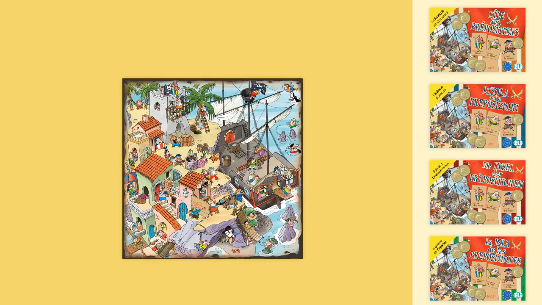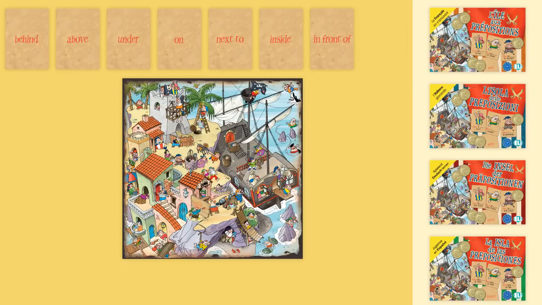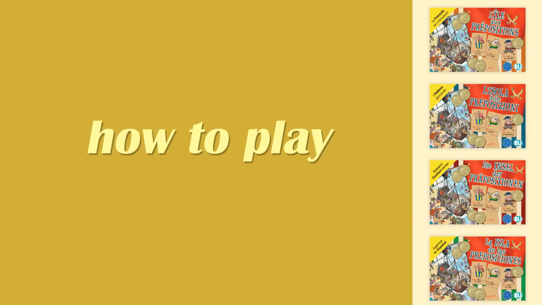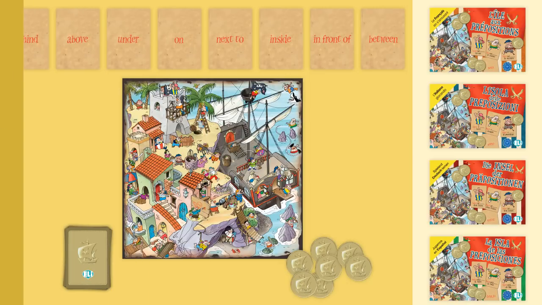Fold up the playing board. Place the 8 preposition cards face up, well visible on the table. Place the gold coins on a side. This is the treasure to hunt. Shuffle the character cards and place them face down on the table. Preposition Island can be played individually or in a team.